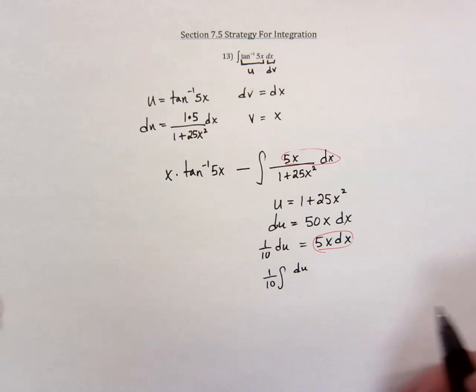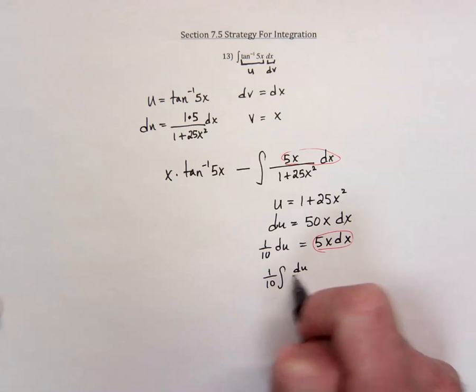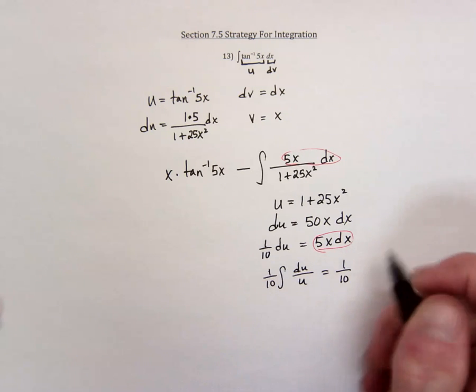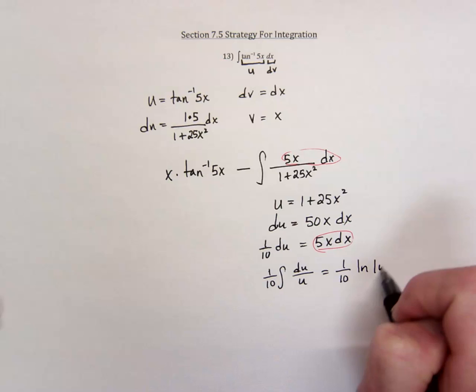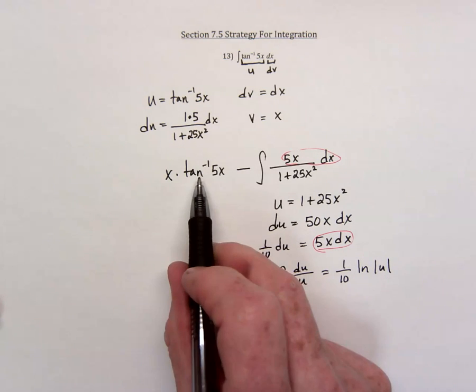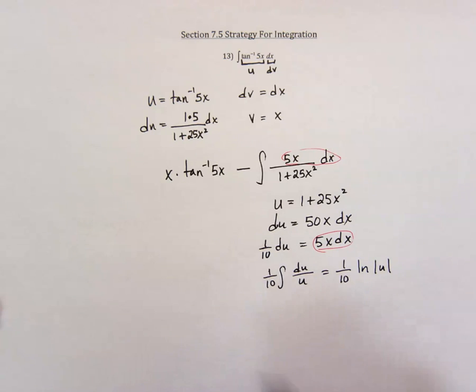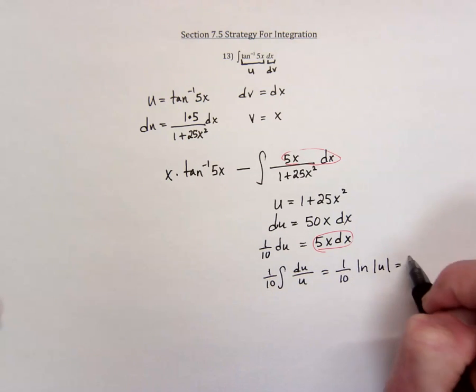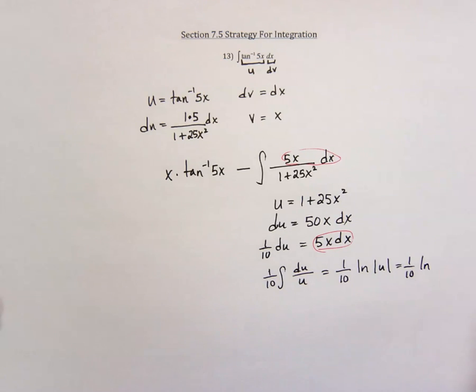Factor out the constant. The bottom part, the whole thing is u. So we've got actually 1/10 the natural log of u. I'm going to wait with the plus c until I do my final answer when I put it back together with this part. So this is 1/10 the natural log, and u is 1 plus 25x squared.